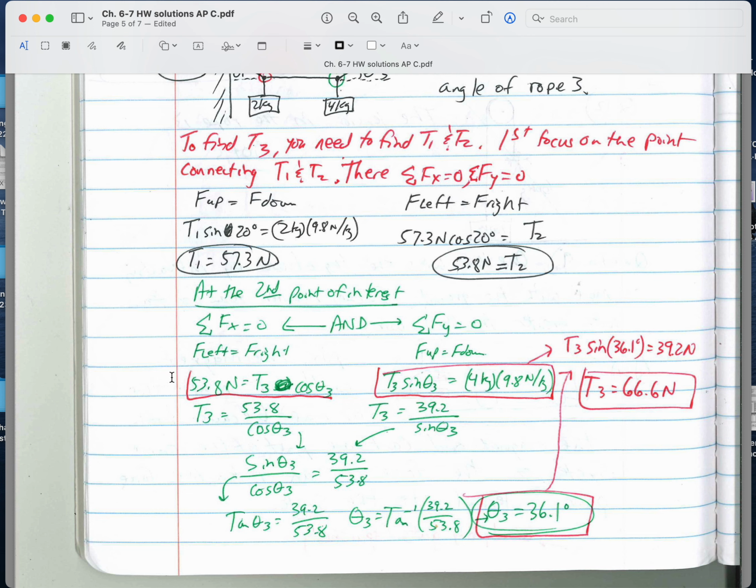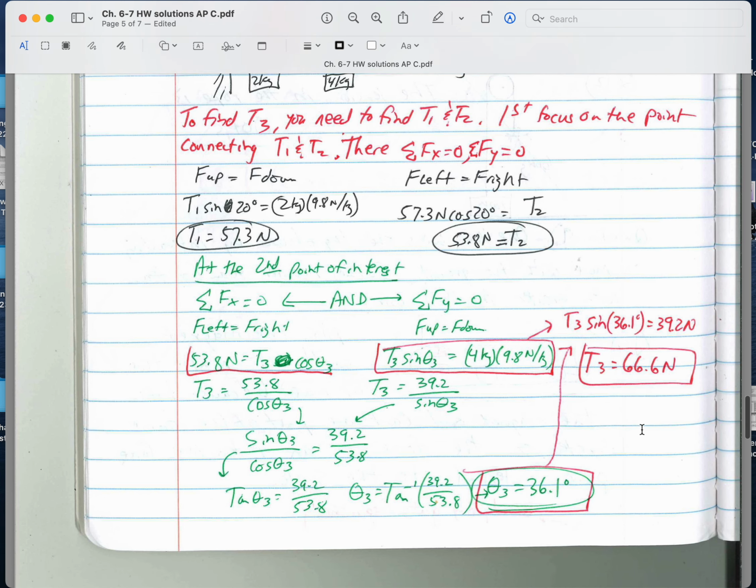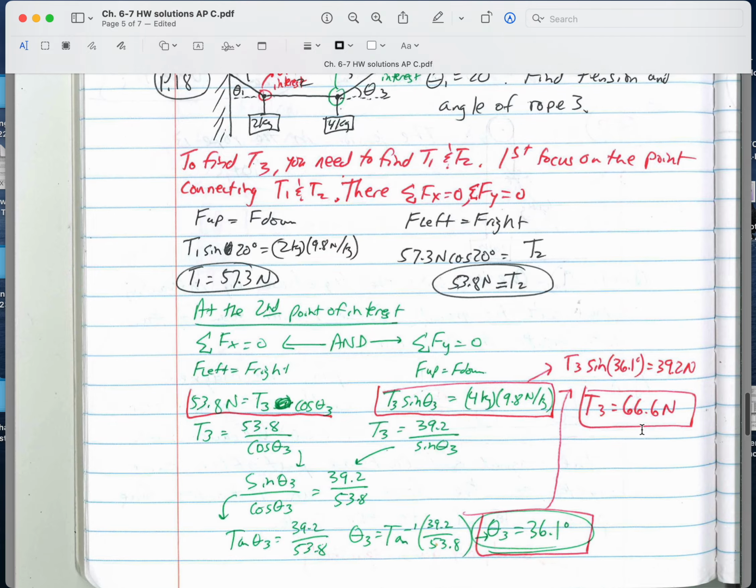Plug that back into either of these equations. I started to do this one, and then this one was close to the side of the page. So plug that angle into either side of the equation. I can solve for T3, and that was about 66.6 newtons.